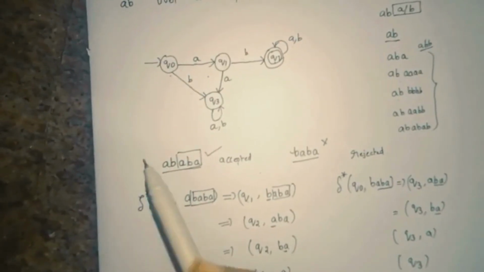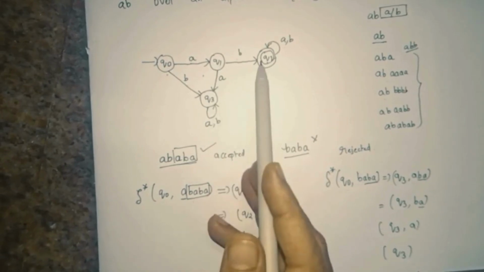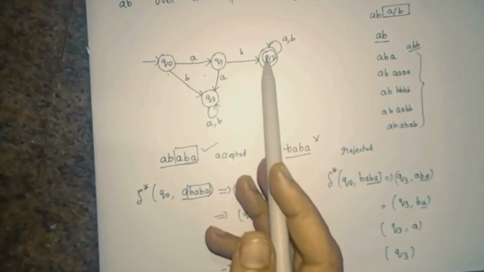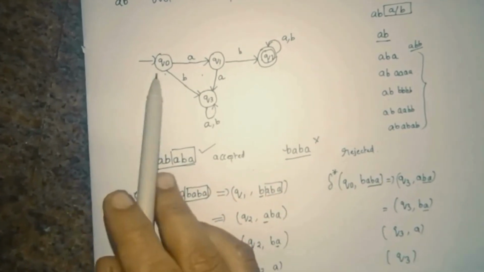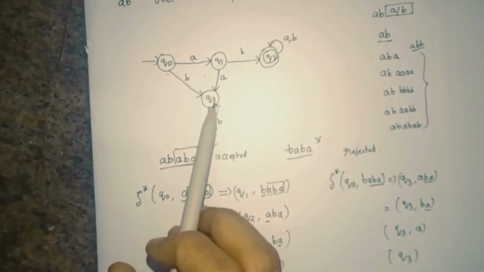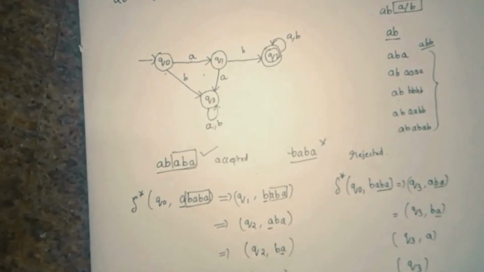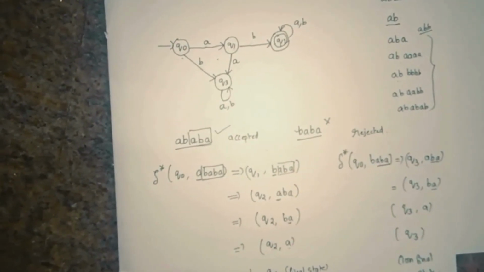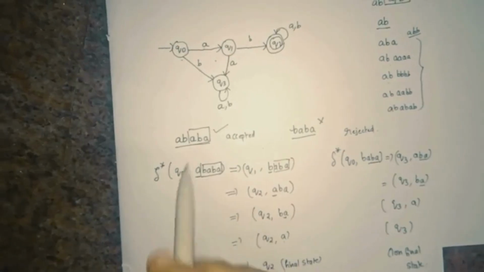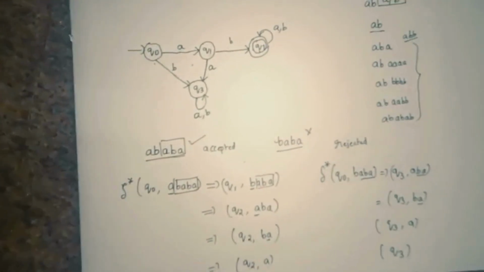For a DFA also you can check ABABA, ending with Q2 only. So it is accepted. Now if you check BABA, ending up with the non-final state. Hence it is rejected. So in this way we are able to design a finite automata for strings starting with AB.